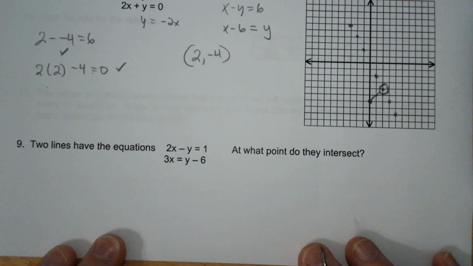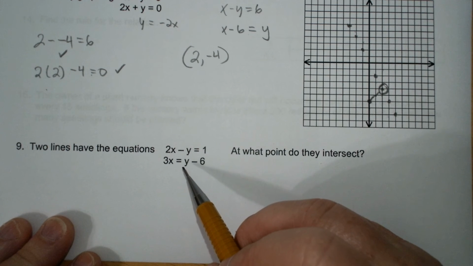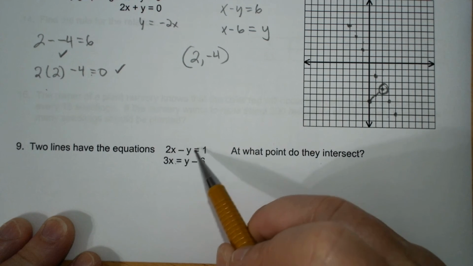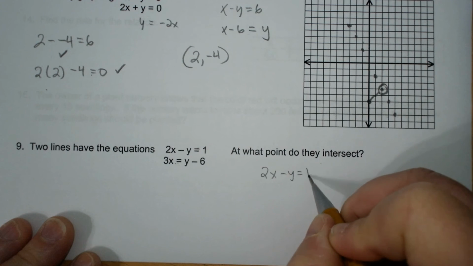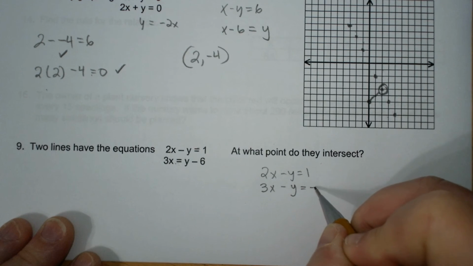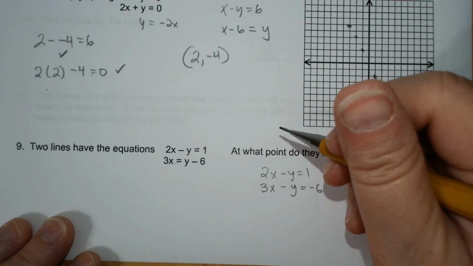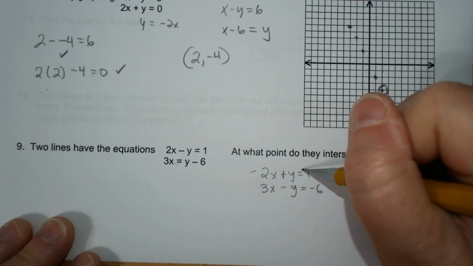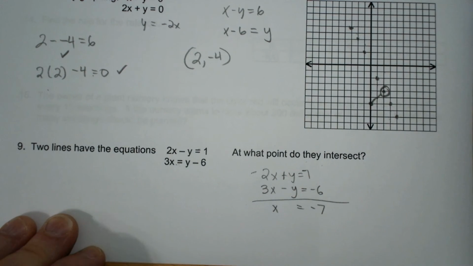Two lines have equations there. At what point do they intersect? These are not in standard form. Make sure your equal signs line up if they're in standard. So I'm going to put them in standard: 2x minus y equals 1, 3x minus y equals negative 6. I'm going to do subtraction, elimination with my y's. Negative plus negative. I get x equals negative 7.